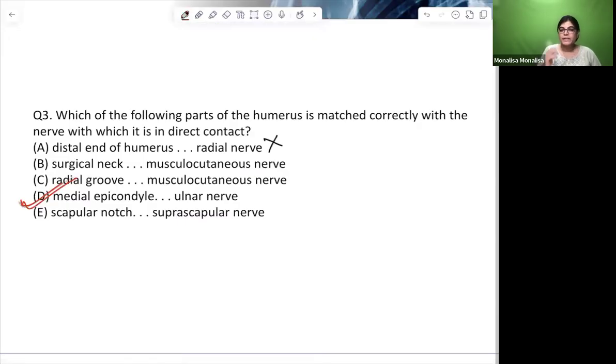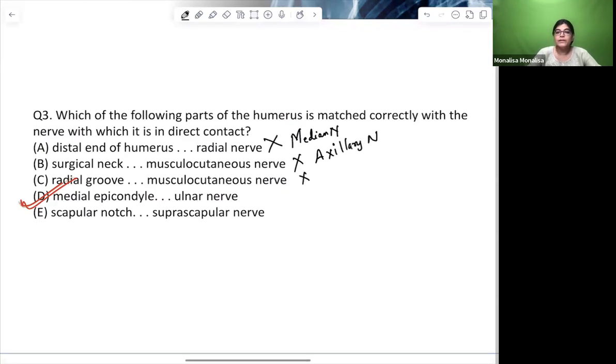Distal end of humerus is related with radial nerve is wrong. Distal end is related with median nerve. Surgical neck is related with musculocutaneous nerve. Musculocutaneous nerve is the nerve of the anterior arm. So can anybody tell me which is the nerve related to the surgical neck of the humerus bone? What is the name, dear? It is the axillary nerve.